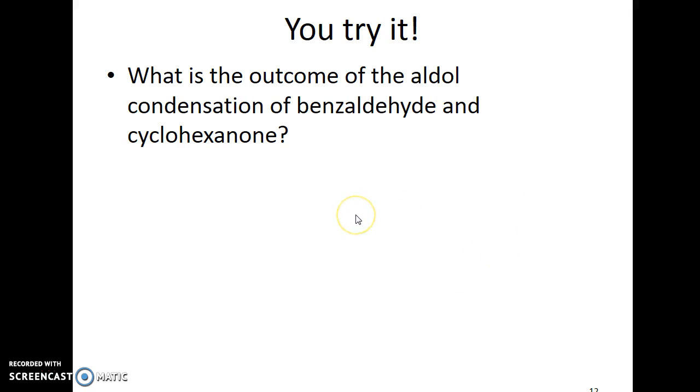So go ahead and draw the outcome of the aldol condensation of benzaldehyde and cyclohexanone. One of them does not have alpha carbons. Figure it out.